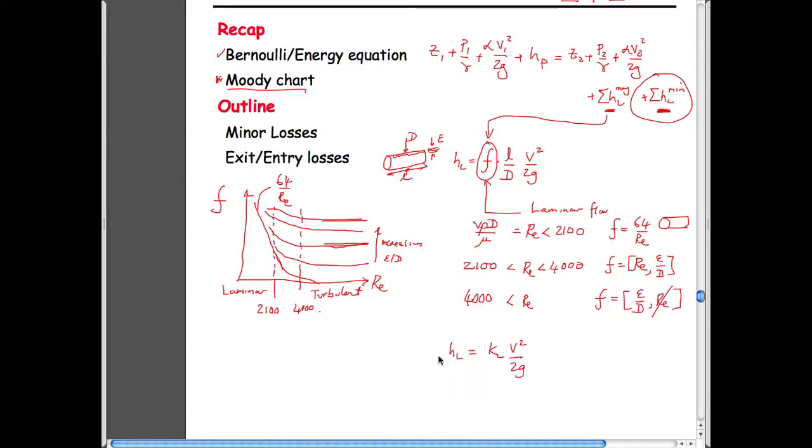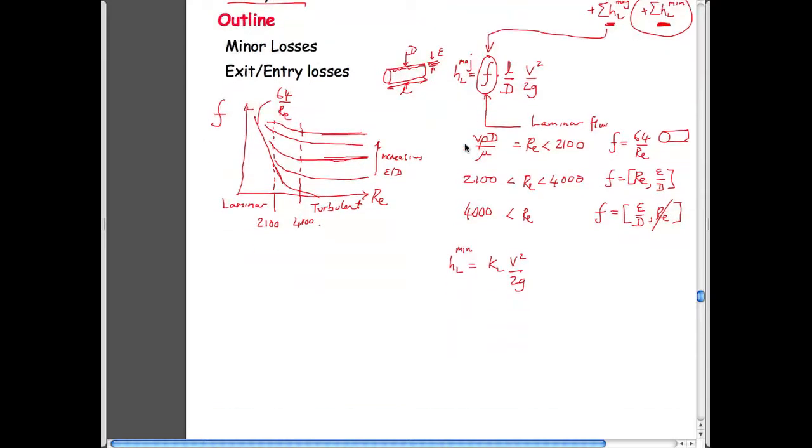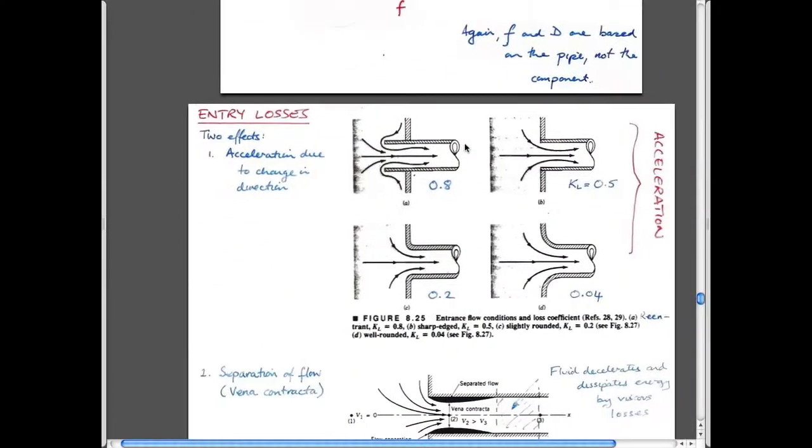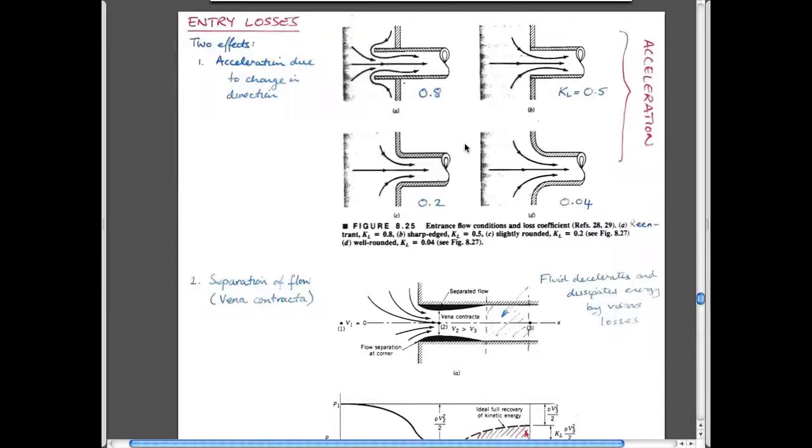Right, so this is minor, this is major. Okay, so I'm sure you all have that. So that's where we're going. And you can imagine there are a variety of ways, so you can certainly measure these by measuring the pressure loss as you go across the fitting or the exit.